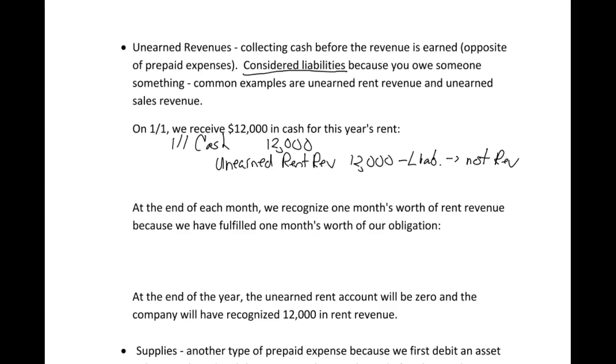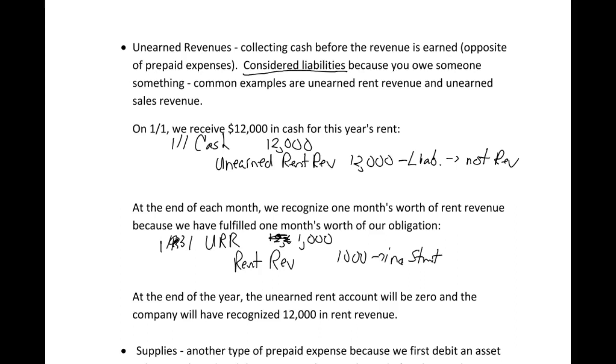At the end of each month, once again, we'll recognize, oops, that should be 1/31, sorry about that. At the end of each month, we'll recognize 1 month's rent. So now I am going to debit unearned revenue, and I'm just going to abbreviate that to make it easier, and that's for the $1,000. Once again, 1 month's worth of rent is 1,000. But now we've actually earned that revenue. So this will be actual revenue, rent revenue, and this will go to my income statement.